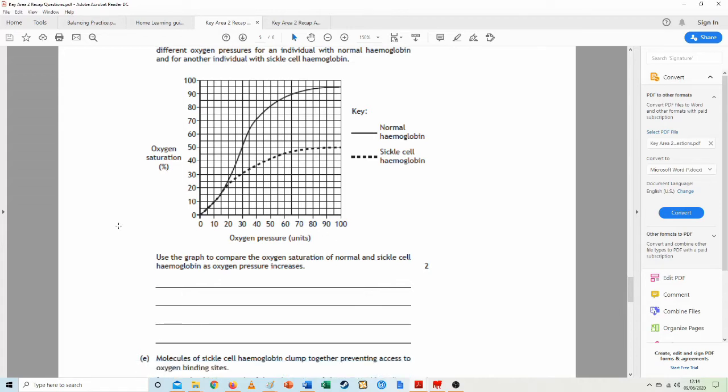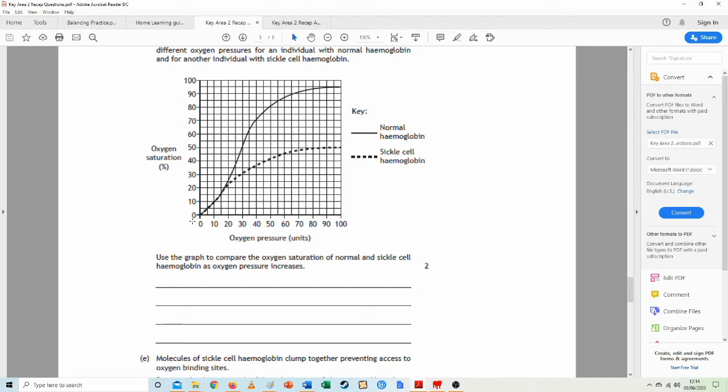Right, so use the graph to compare oxygen saturation of normal and sickle cell. So if I was to quote from the graph, then what I would be saying is between oxygen pressure 0 units and oxygen pressure 16 units, both normal and sickle cell hemoglobin are the same.